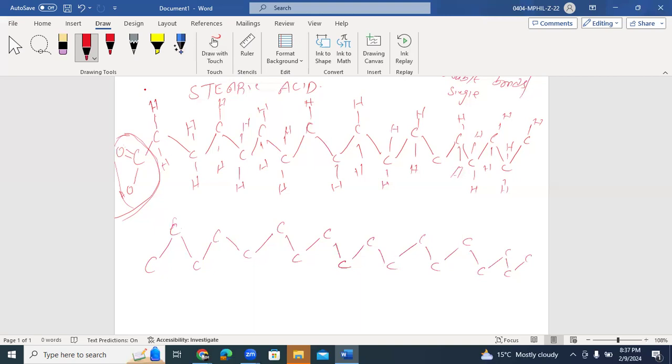But what is the difference here? There will be a double bond, yes. But where? The double bond will be between the chain carbon atoms, not here. This double bond here is just the carboxylic acid, as we know. If this group is not present here, it is not an acid, because it is the functional group. That's why we call it acid, because the carboxylic group is present here.